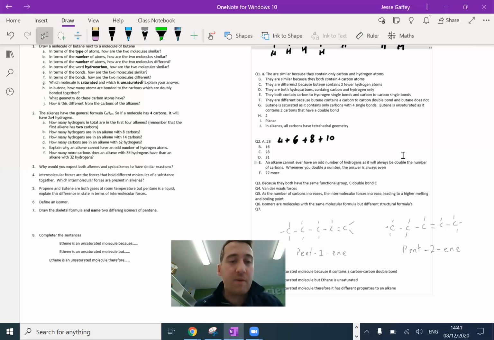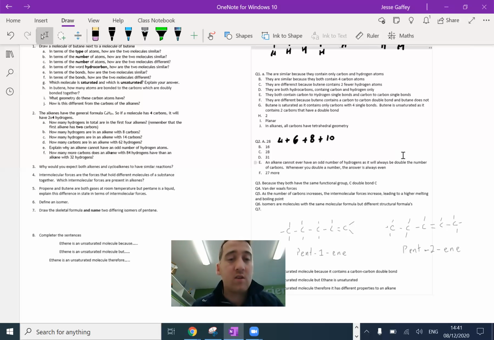Question 3, why would you expect both alkenes and cycloalkenes to have similar reactions? Cycloalkenes are alkenes that are cyclic, or ring compounds. Well, they're both going to contain a carbon-carbon double bond, the same functional group, because they're alkenes.